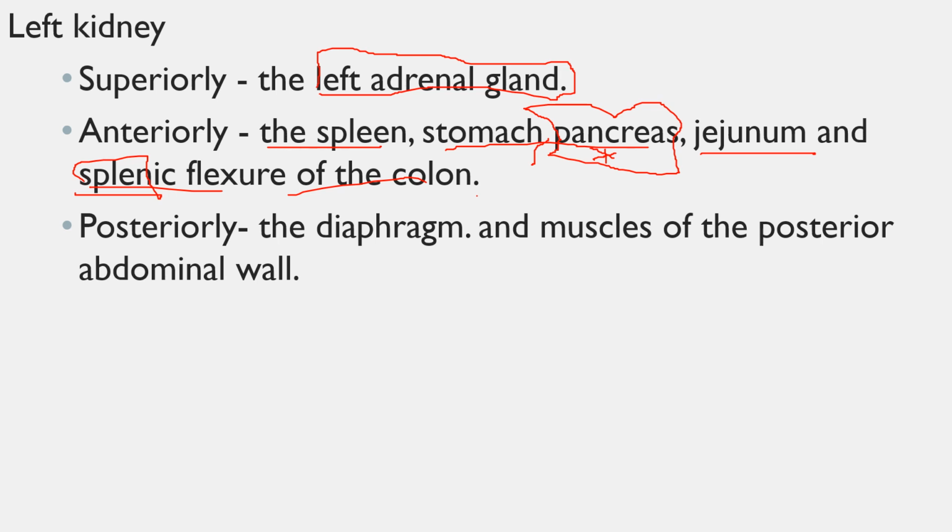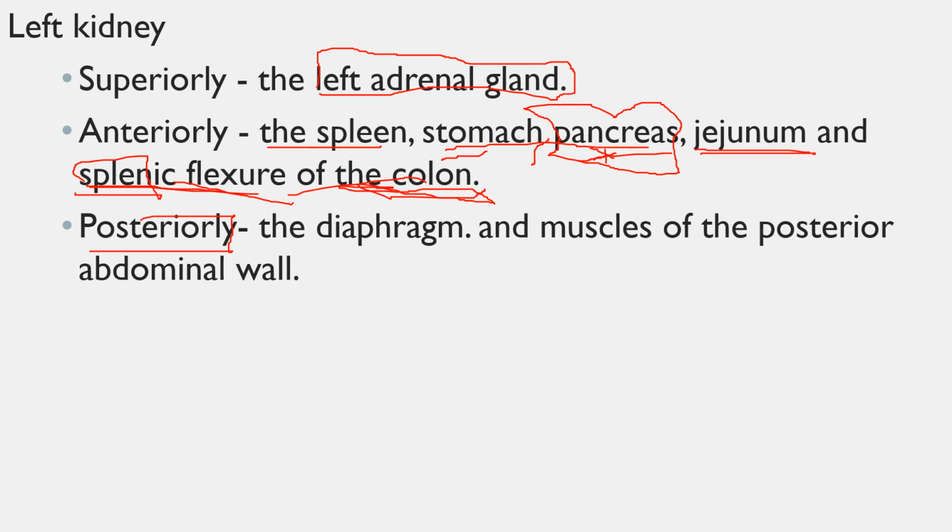So in front of the left kidney, there is a spleen, a stomach, a pancreas, a jejunum, and the splenic flexure of the colon. It means that this colon, the large intestine, has a corner where there is a spleen. That corner is called the splenic flexure. But you'll get to understand it also if you go through your books.